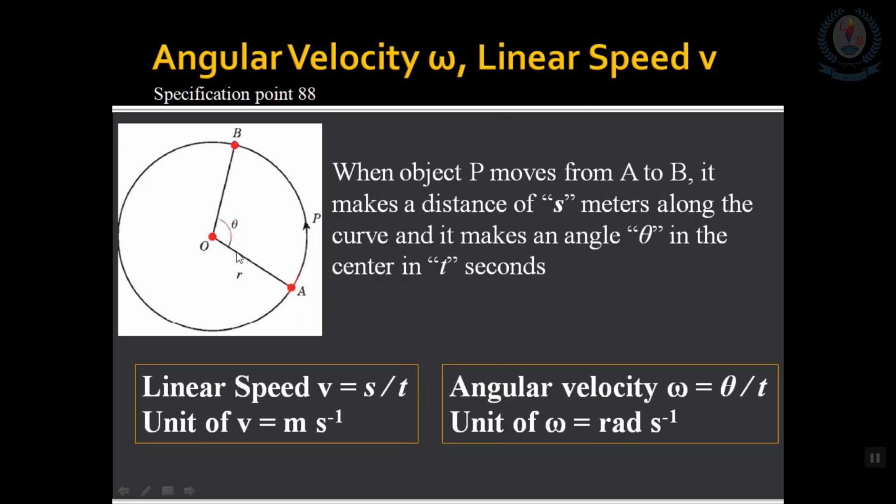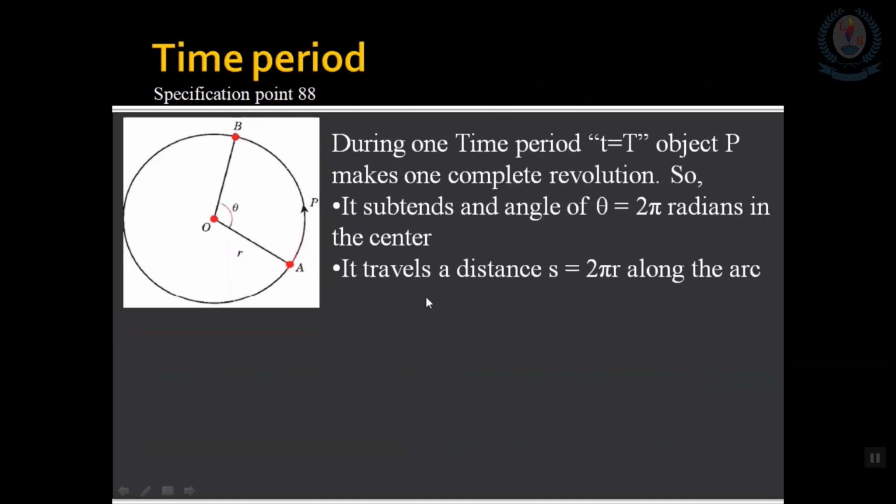And there is another way where we can calculate not the linear speed but how fast the angle changes, which we call angular velocity, which is omega is equal to theta, the angle that it subtends in the center, divided by time taken. Right. Then what is time period? You know about the time period. Time period means it's the time taken for one complete circle to be fulfilled.